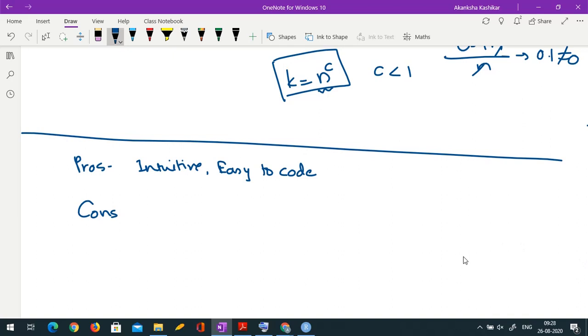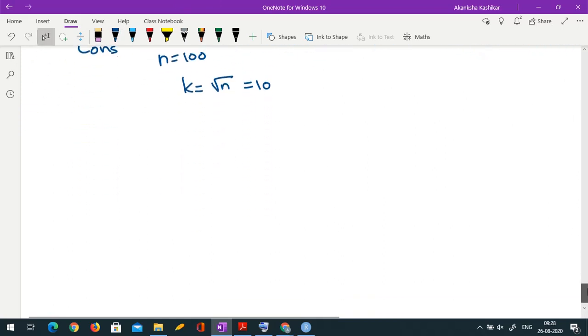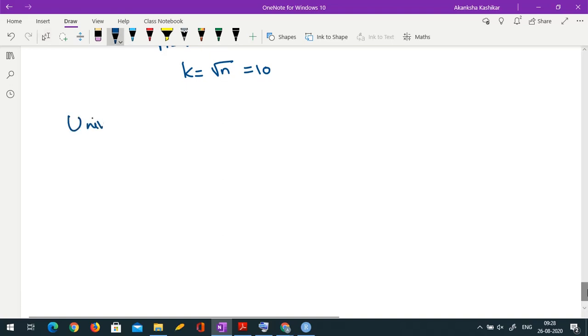Suppose my N is 100. Let us take one example. N is 100, and I am going to take K equal to square root N, suppose. So my K is 10. So I want 10 neighbors. Now let us consider two scenarios. One scenario is I have univariate data and the other is I have bivariate data. N is fixed in both the cases. So what happens if I have univariate data, and what happens when I have bivariate data?